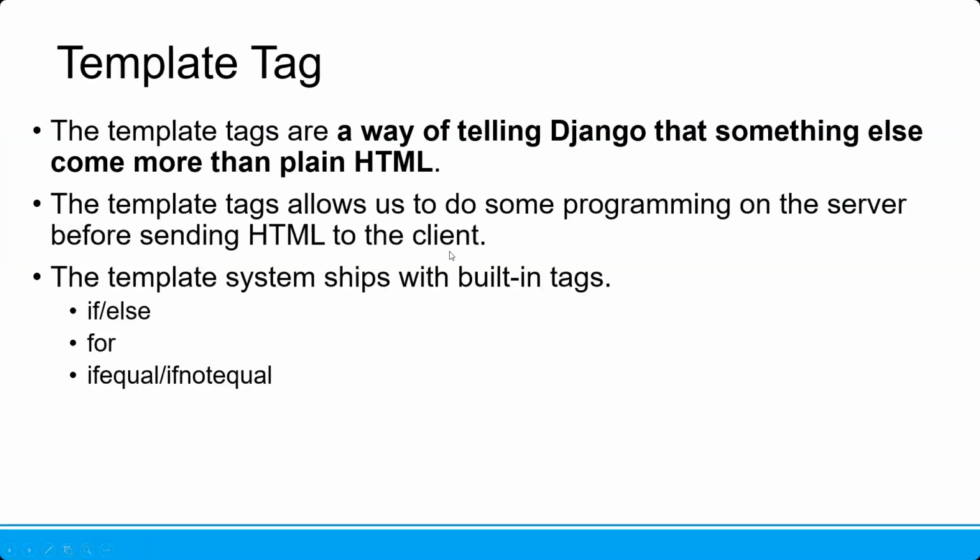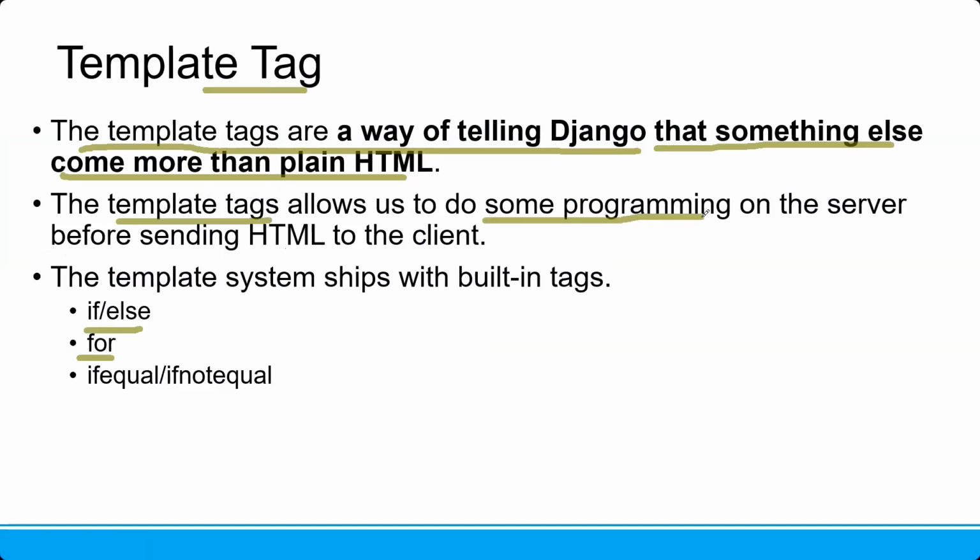Okay, this is the template text in Django. As you know, in a programming language, you can use formats like if. Template text in Django is a way of telling Django that something more than plain HTML is coming. It means you can do a kind of programming on the server before sending HTML to the client.